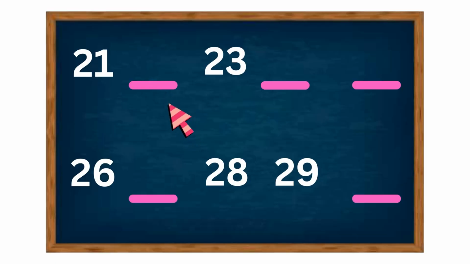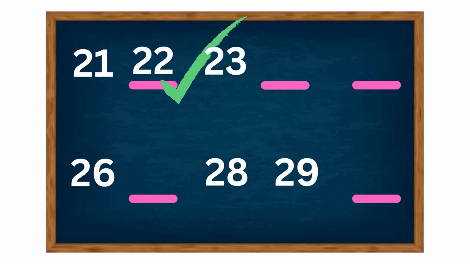What number belongs here? 30, No! 25, No! 22. Yes! Correct. What number comes after 23? 27, No! 28, No! 24. Yes! That's right.